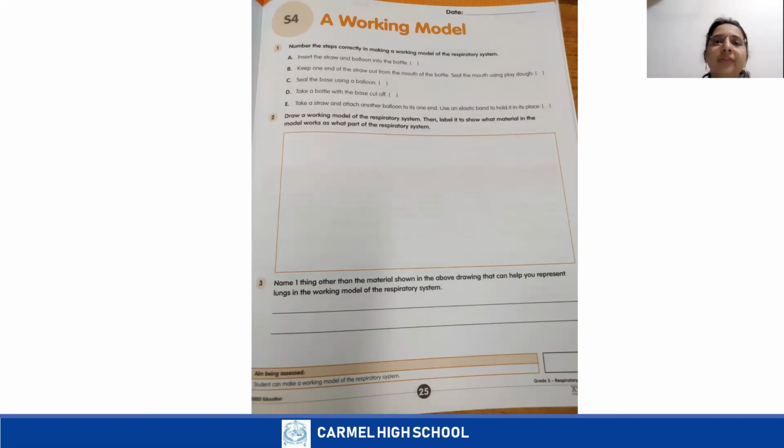Okay, this they have given step by step. Which one will come first, which one will come second, then third, then fourth and fifth. You have to think and write. Okay.